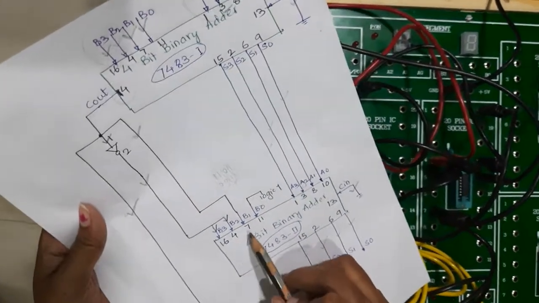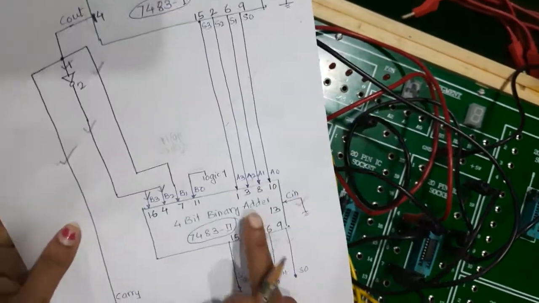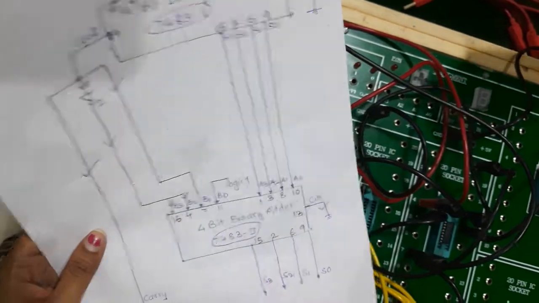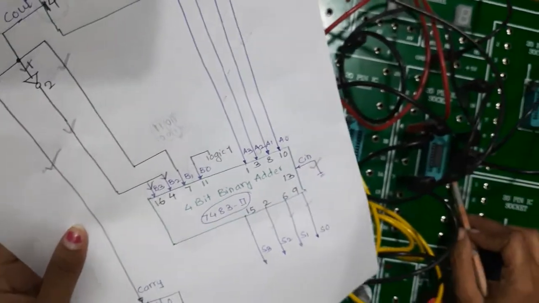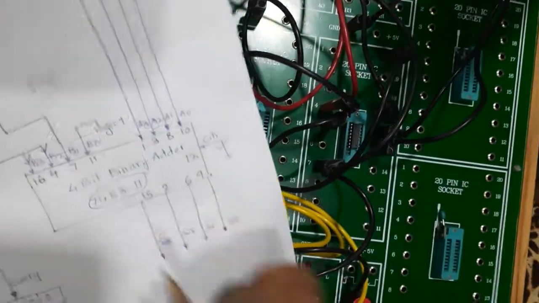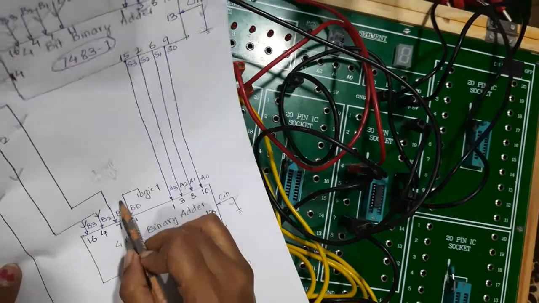Now this is done, this is done, this is done. The remaining part is the B0th bit of the second binary adder. So the 11th pin: 8, 9, 10, 11. This 11th pin is to be connected to logic 1. So logic 1 is VCC, that is plus 5 volt. So this part is also done.